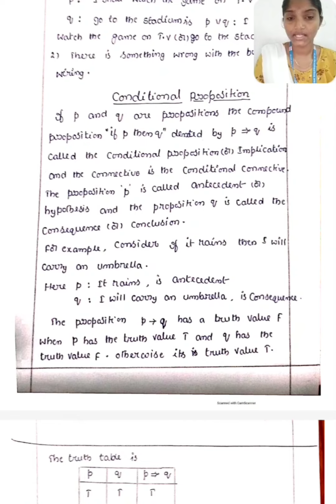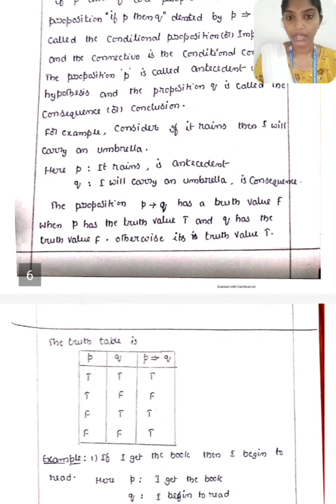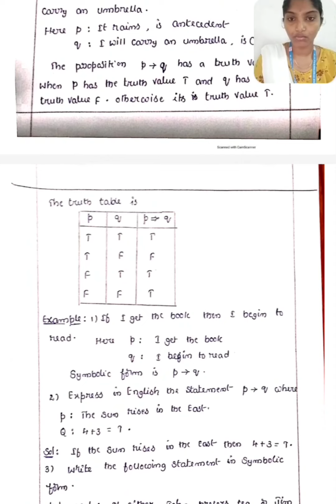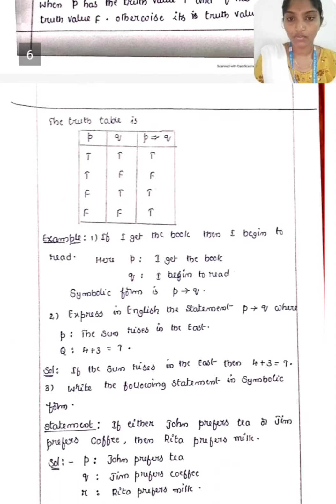For example, consider: if it is raining, then I will carry an umbrella. Here P, it is raining, is the antecedent. Q, I will carry an umbrella, is the consequent. The proposition P implies Q has a truth value of F when P has the truth value T and Q has the truth value F. Otherwise, it has the truth value T. Next, this is the truth table of truth values.